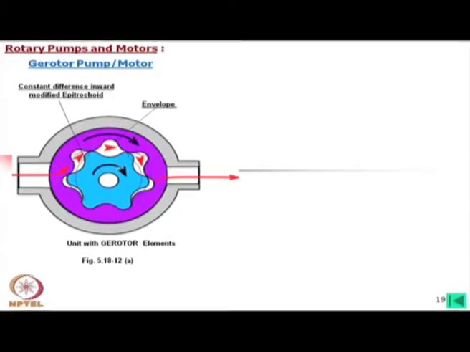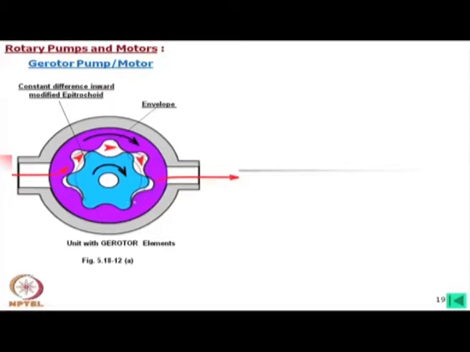Here, if you look at the inner member, it is usually called the star, and the outer member is the ring. Now, in the fixed axis version, both the gears are rotating and you can see that this side is expanding and this side is compressing. So, in the pump version the oil comes in here, and high pressure oil goes out.